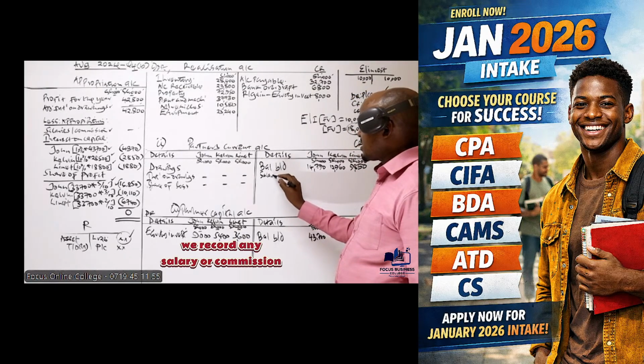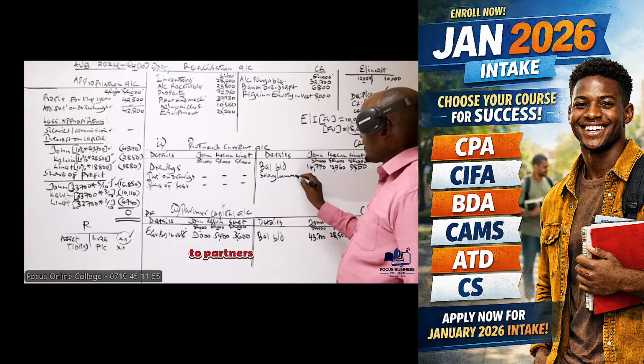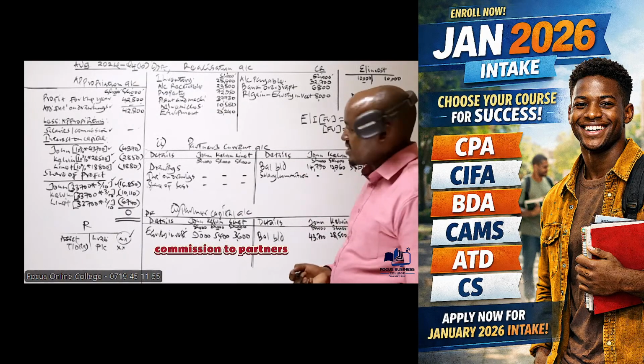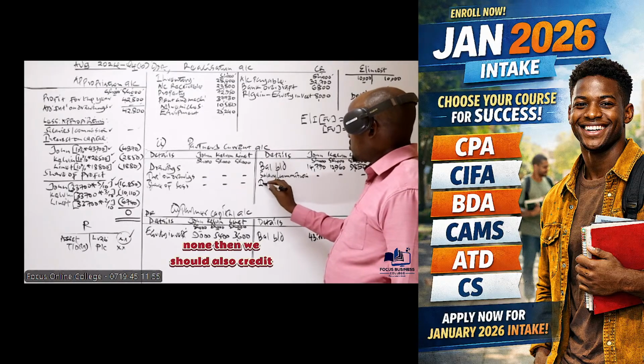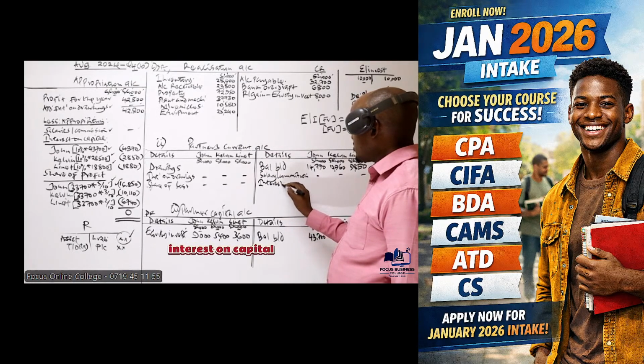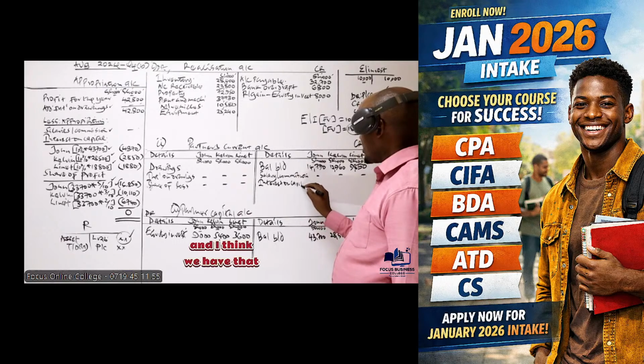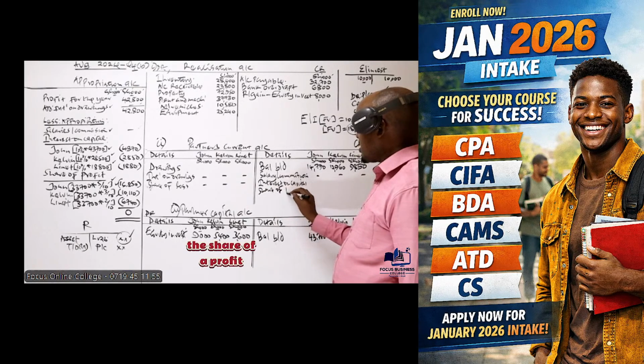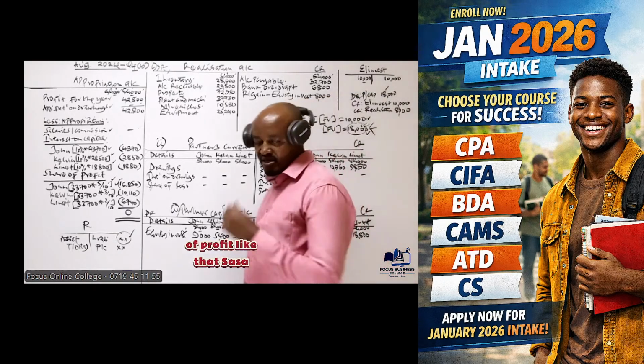And then in this account on the credit side, we record any salary or commission to partners. Do we have any salary or commission to partners? None. Then we should also credit this account with interest on capital, and I think we have that. And then also the share of profit, like that.